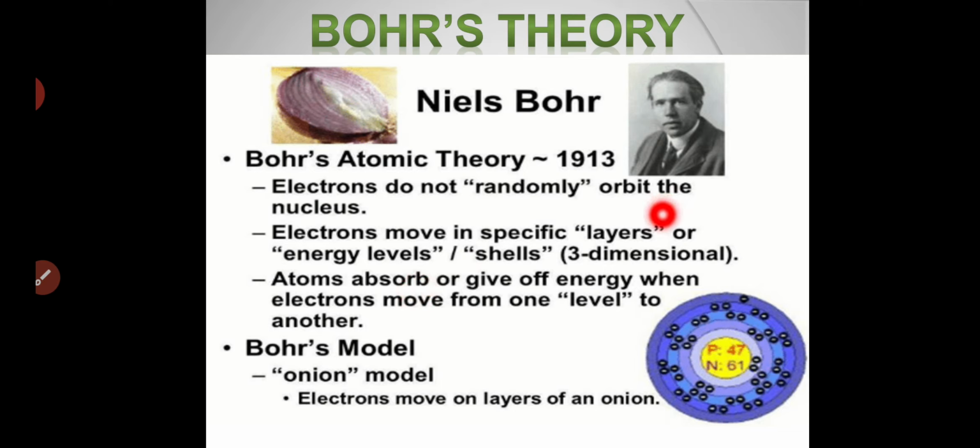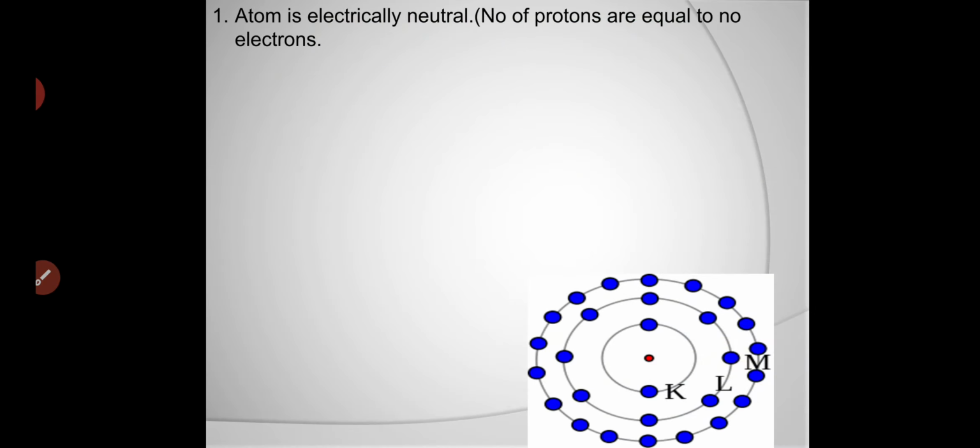So he studied, identified the drawbacks, overcame the problems of the Rutherford model, and gave some theory about the atomic model of the atom. The first point he said is that the atom is electrically neutral, meaning that however many protons are present, that many electrons are present, right? The atom is electrically neutral.